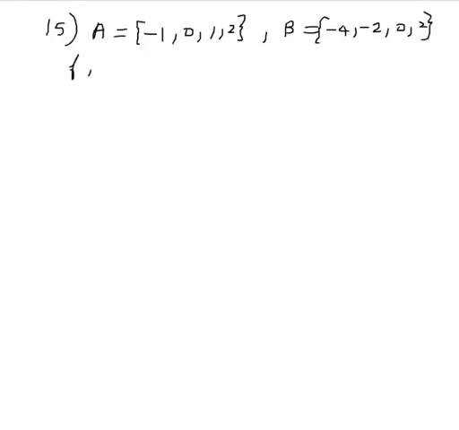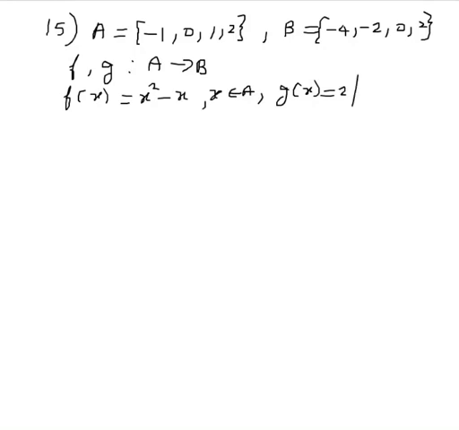Question 15. Let set A be equal to {-1, 0, 1, 2} and set B be equal to {-4, -2, 0, 2}. f and g are functions from set A to set B defined by f(x) = x² - x for all x belonging to A, and g(x) = 2|x - 1/2| - 1 for all x belonging to A. Both are defined on the set A.